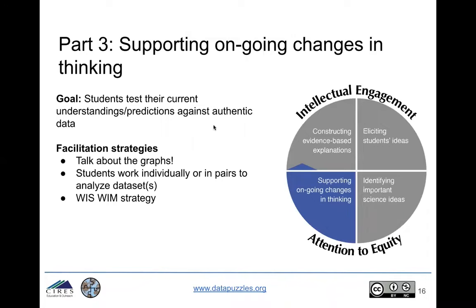So, testing their predictions against authentic data and the facilitation strategies here. One thing that Dr. Bratton learned in her research for that ambitious science teaching book is that it's really important that you talk about the graphs with students before sending them on their way to identify and explain those patterns on their own. So talking about the graphs, having students work individually or in pairs, that's up to you and whatever the needs of your students may be.